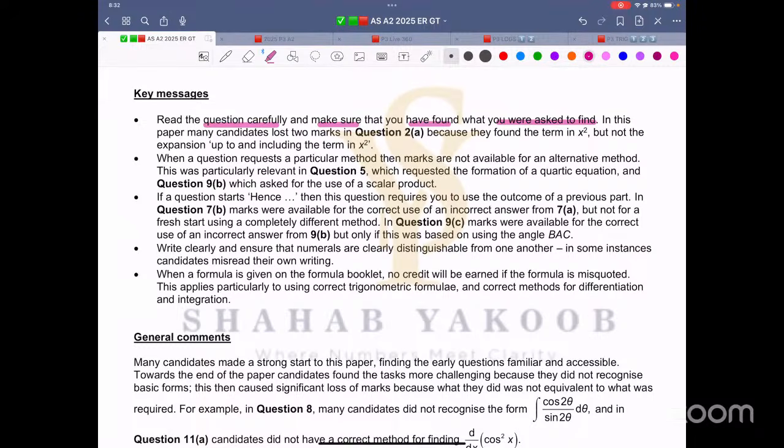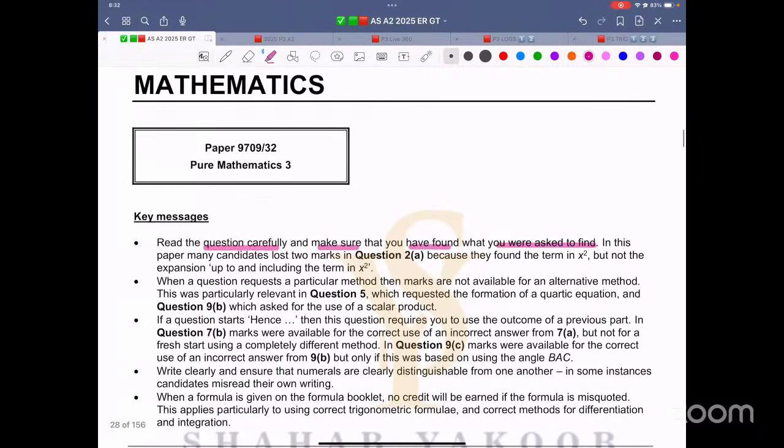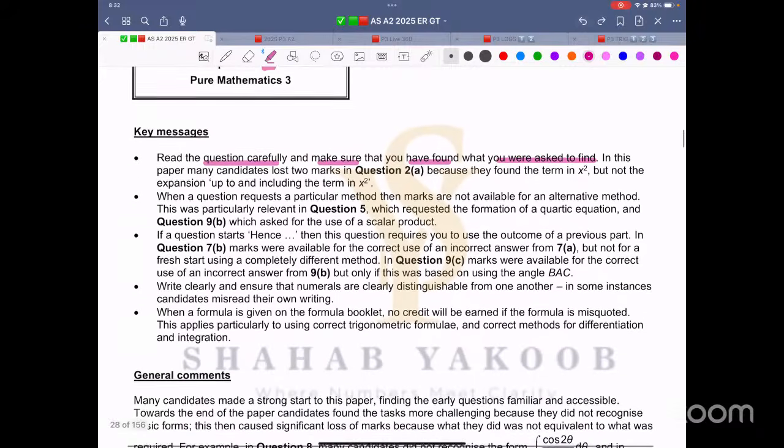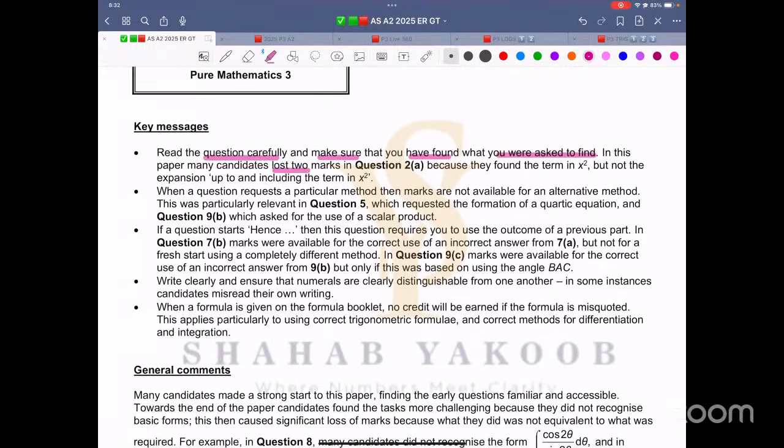In this paper, this is variant 32, May June. In this paper, many candidates lost 2 marks because they found the term in x square, but not the expansion up to and including the term in x square. So that is a very good thing that they have done by emphasizing on this.